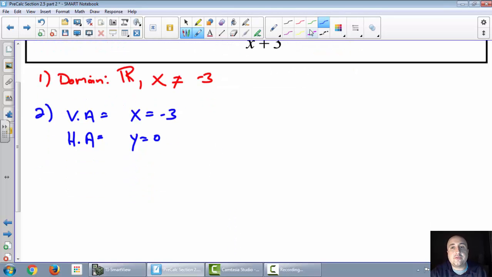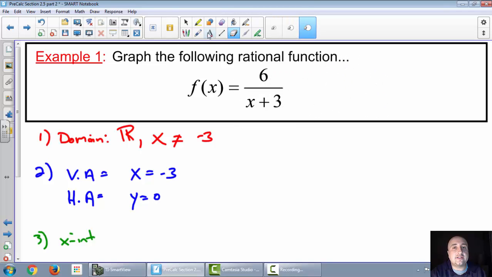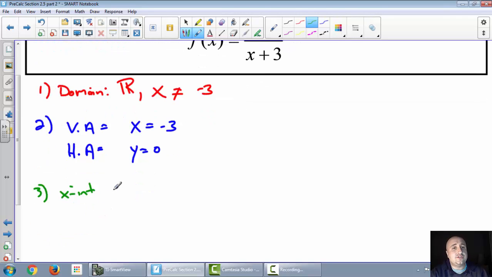All right, so let's do step 3 now. Step 3 is to find our x-intercepts. What are our x-intercepts? Our x-intercepts are what makes the top part 0. Well, the top is just 6. There are no variables, so there's nothing on the top that could possibly make this 0 because it's just 6. So there are none. This one has none. This will never cross the x-axis.